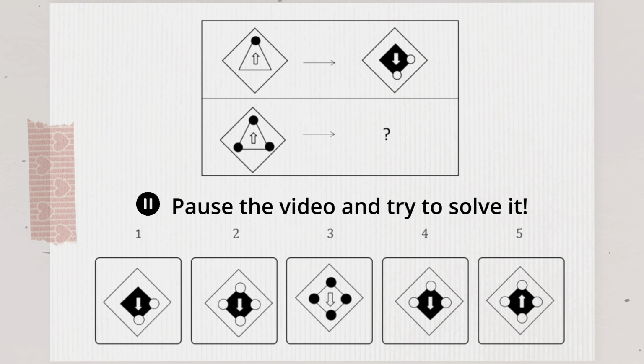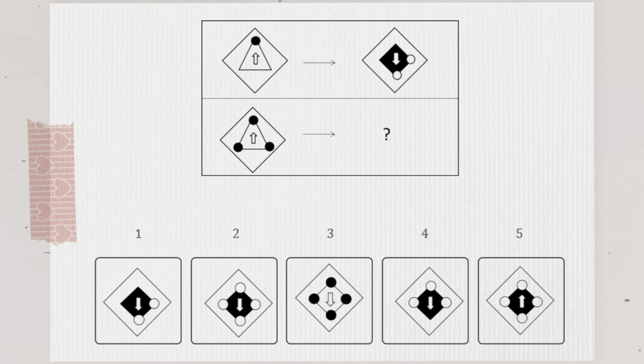In the top row, we have 2 figures. How do they go together? As we move from left to right, the white triangles change into black diamonds. The arrows rotate 180 degrees but remain white. The number of circles increases by 1, and the circles change colors from black to white.